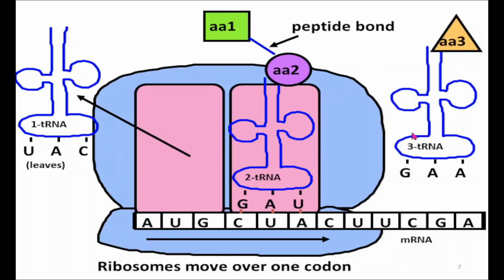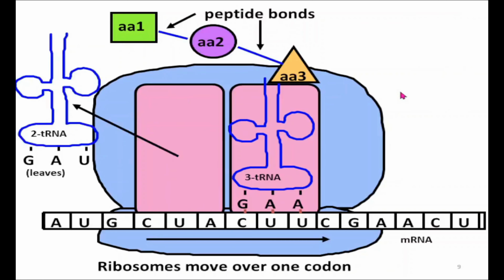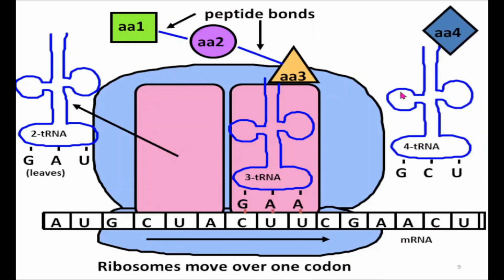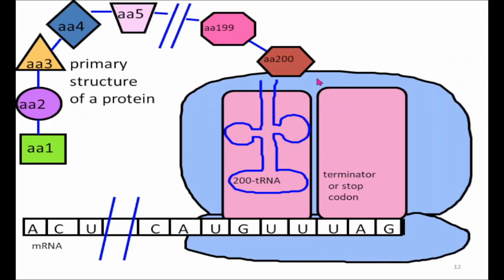Then the bond between the second amino acid and the third amino acid is formed. Then the fourth amino acid is coming. Then the second tRNA is leaving the ribosome. Then the process will continue in such fashion until it finishes the codons on the mRNA.